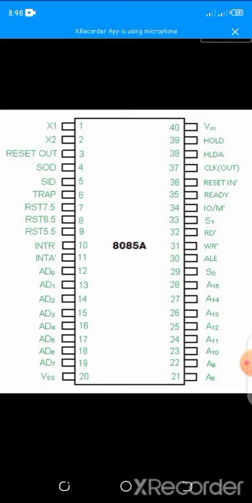X1 and X2 represent the crystal oscillator, which provides frequency for the microprocessor. The crystal oscillator frequency for these 2 pins is 3 kHz.